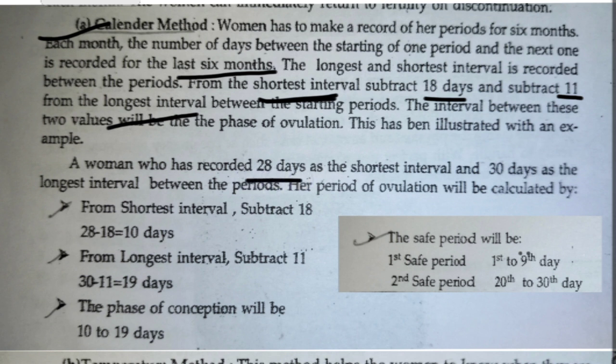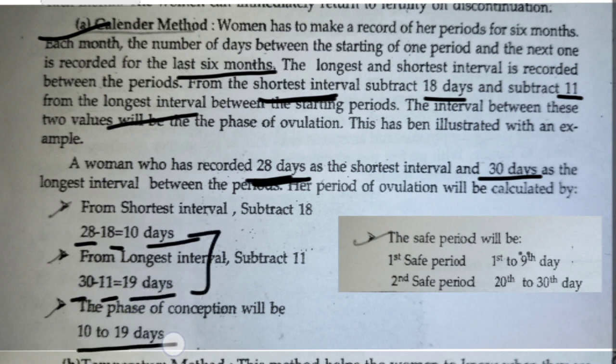It's not the same for her every time. She has calculated, and she has got it one time on the 29th day, one time on the 30th day, one time on the 32nd day. On that, the 28th day is the shortest interval. She took that 28th day, and the longest interval is 30 days. From the shortest interval she minused 18, she got 10 days. From the longest interval she minused 11, she got 19 days. And 10 to 19 days is the ovulation period.